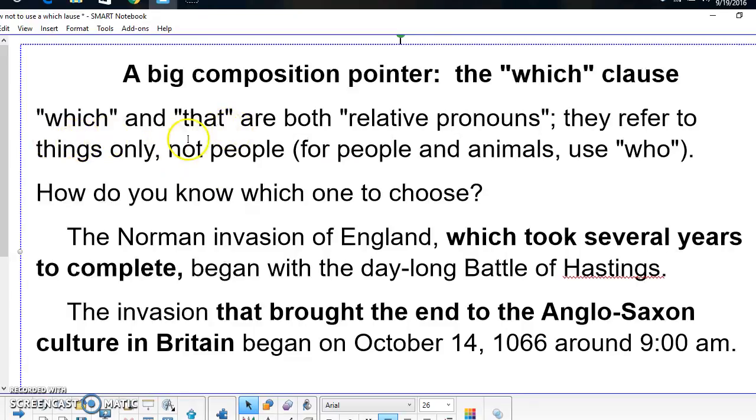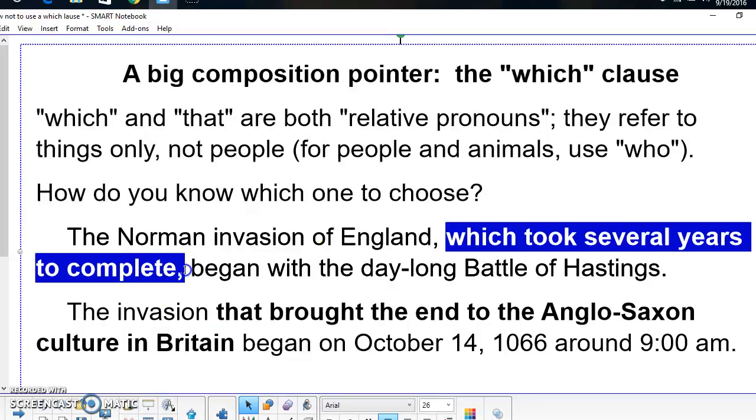So if these two words are essentially the same thing, how do you ever know which one of them to choose? Well, let's take a look at this sentence here. The Norman invasion of England, which took several years to complete, began with the day-long Battle of Hastings. So my main sentence is this part: The Norman invasion of England, here's my subject, and then my verb, began with the day-long battle. This bit about how long it took is interesting, and it has something to do with the main idea, but it's not crucial. In fact, I could take this part completely out, which took several years to complete, and my sentence is no different. The Norman invasion of England began with the day-long battle. Whether I put this information in or whether I take it out, the main sentence is not changed at all.